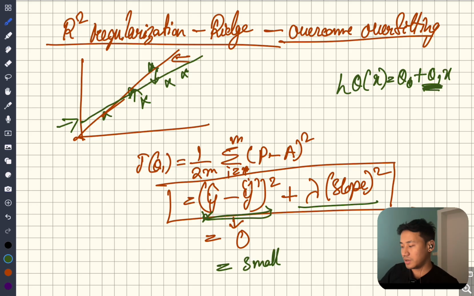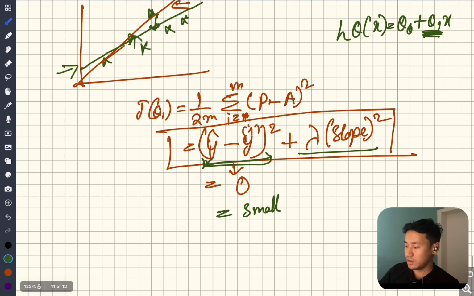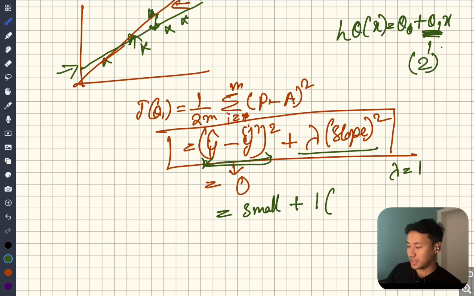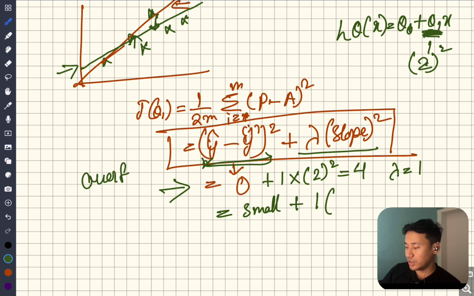So that small error plus lambda, let's take it as 1, and let's assume that theta is 2. In the first case, let's calculate this. This is 0 plus 1 into 2 square. All right, this value is 4. This is for overfitting. The cost function is 4. So now this 4, we need to reduce it, right? Our main goal is to reduce the error.